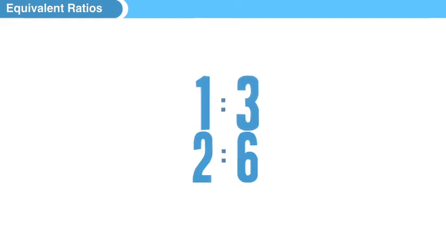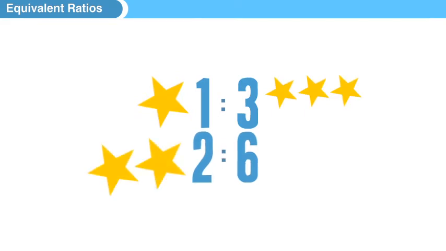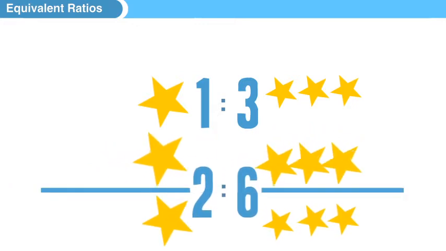First, let's model 1 to 3 using big stars and little stars. Next, let's model 2 to 6 using big stars and little stars. Finally, try to separate the model for 2 to 6 into groups of 1 to 3. Can we do it? Hey, look! Because there are no ungrouped stars, 2 to 6 and 1 to 3 are equivalent.